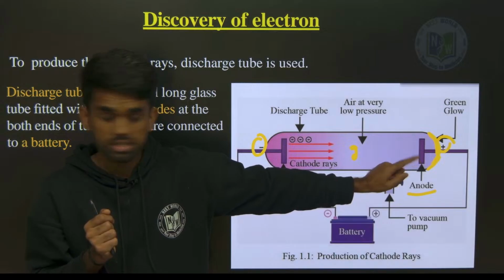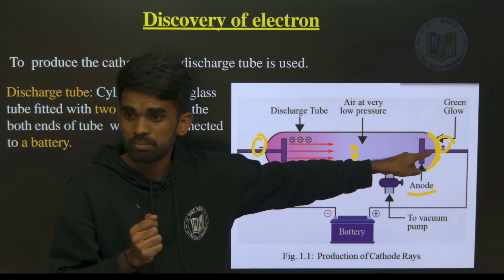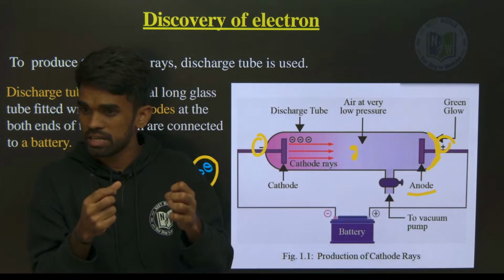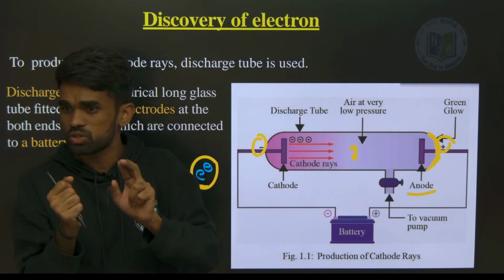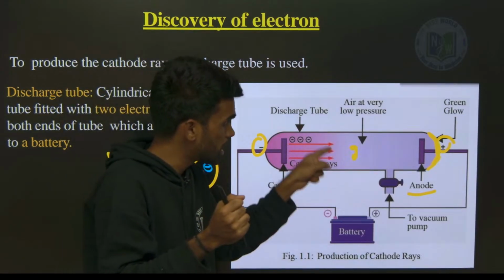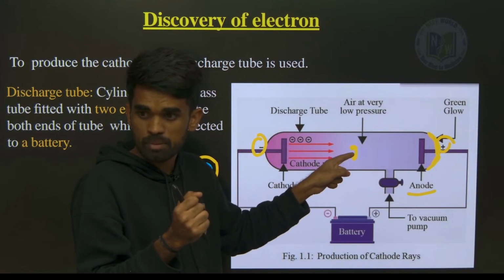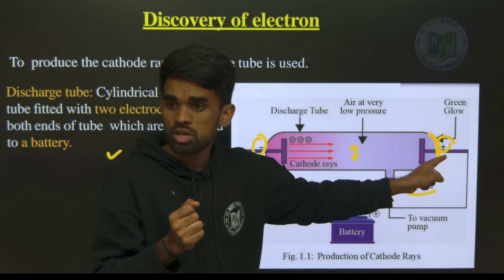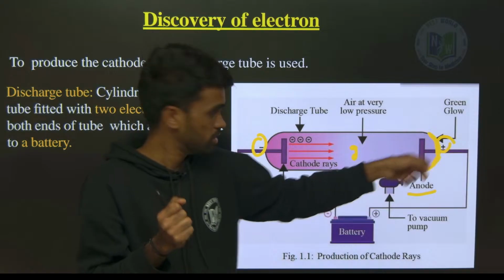Negative. See, this terminal is positive. It means like charges won't go to each other, like charges repel. So only opposite charges go toward each other. So some negative particles from the gas G are coming out and hitting the positive terminal of this tube.